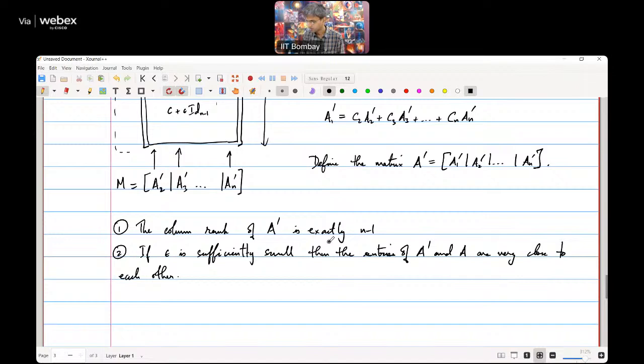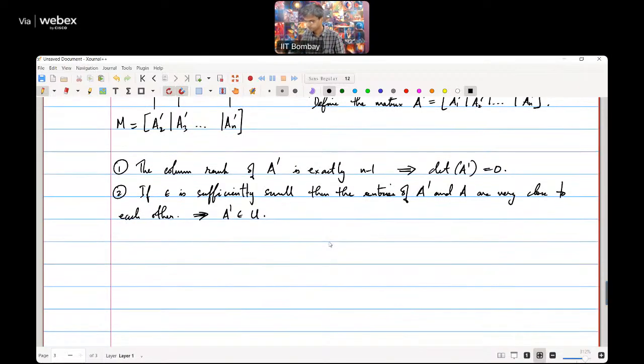Okay. So in other words, this implies that A prime is also... okay. And this point 1 will imply that the determinant of A prime is equal to 0. So now we do the same trick that we did earlier. So define. So we are in this situation.